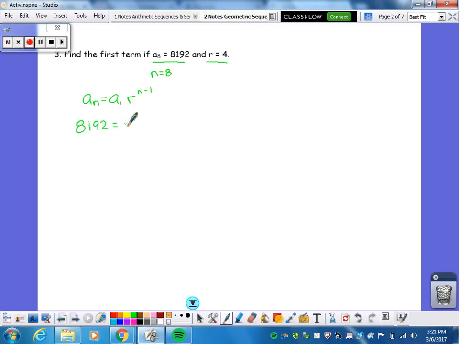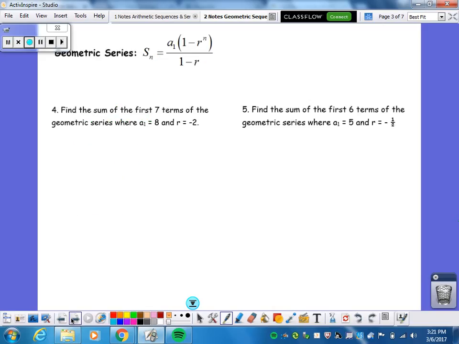We're looking for A1. We know that 4 is our R, so 4 to the 8 minus 1. We then can simplify this to get 8,192 is equal to 4 to the 7th times A1. When we divide both sides by 4 to the 7th and put this in our calculator, we get as our value of A1 to be 0.5. Now let's move on to the next one.